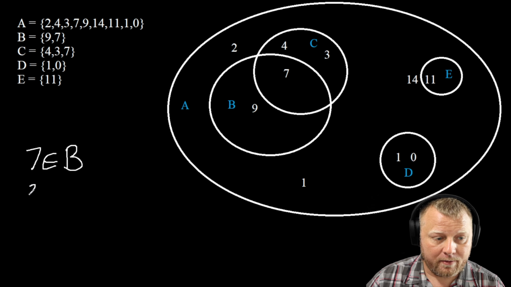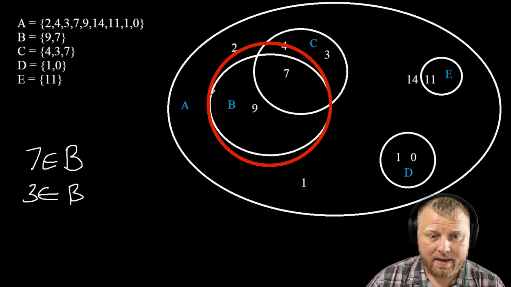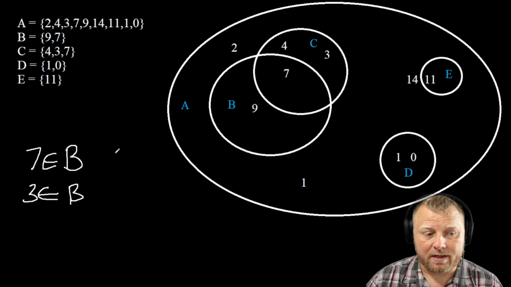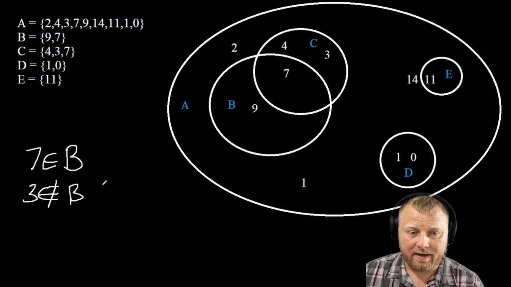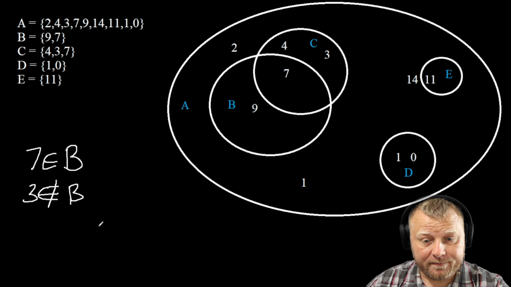Is 3 an element of B? So 3 is over here, B is over here. 3 is not in that circle, so 3 is not an element of B. So we have to put that little dash through it to say 3 is not an element of B. And that's how that works. It's very simple.